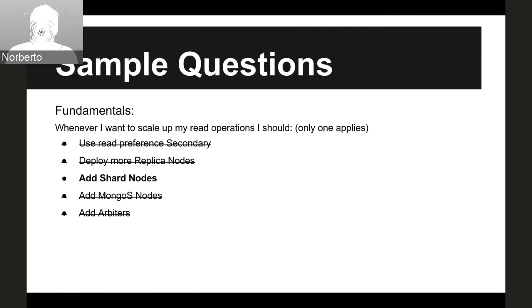We can have some scale on the reads by deploying more replica nodes, or even using read preference secondary, but at a cost of delayed consistency. Now, if I want to maintain all the reads of my application consistent, and my application does not allow me to have inconsistent or delayed consistent reads, then I definitely need to shard the system. It's the only way to balance correctly the scalability of writes and reads as well. So that would be the correct answer for this particular question.